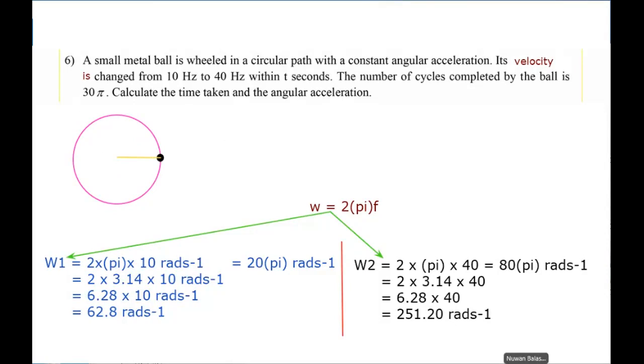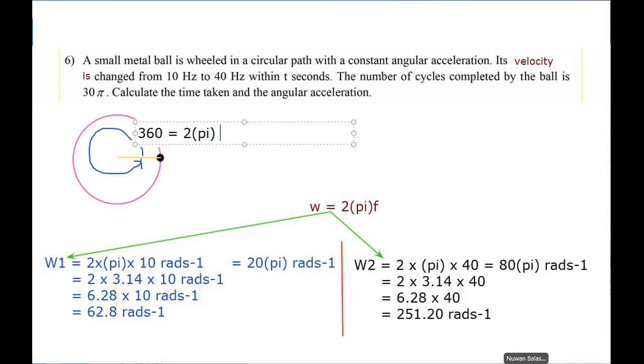If the particle starts at this position, and if it comes back to the starting point like this, what is this angle in degrees? What is the angle of one cycle in degrees? Lamai? 360 degrees. Very good. So the angle of one cycle is 360 degrees. In radian, how much? 2 pi radian.